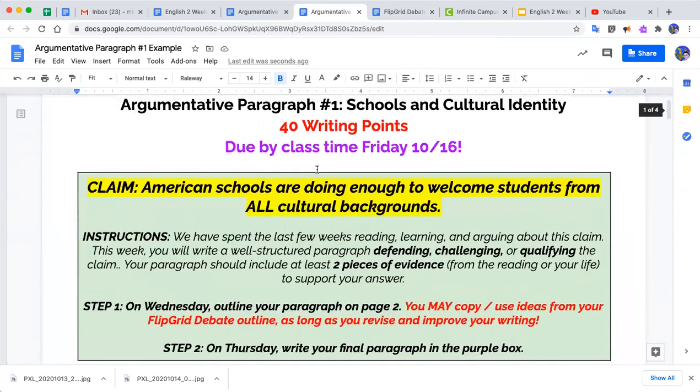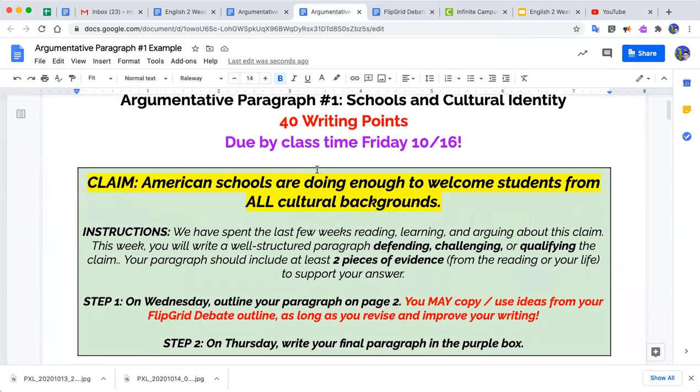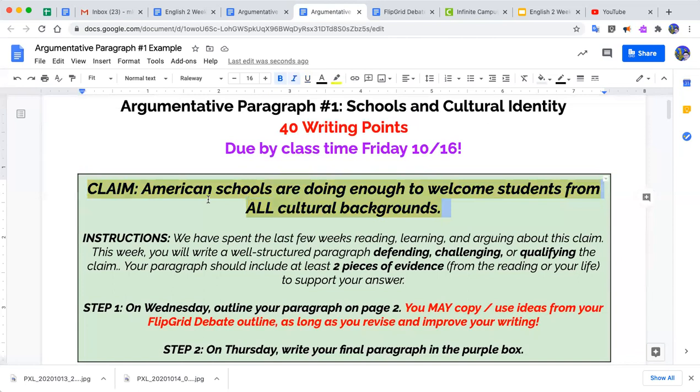Let's begin by going over the instructions. This is on page 1. So the claim is American schools are doing enough to welcome students from all cultural backgrounds. We have been talking about that claim for the last couple of weeks. We've been reading about it and arguing about it. This week, you're going to write a well-structured paragraph defending, challenging, or qualifying the claim. Your paragraph should include at least two examples or pieces of evidence from the reading or your life to support your answer. So whatever you believe, you want to have evidence to back it up.